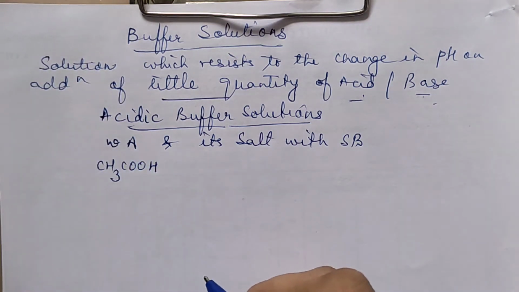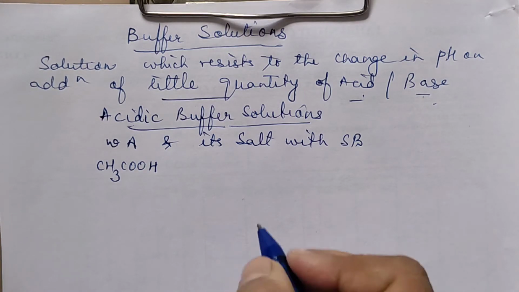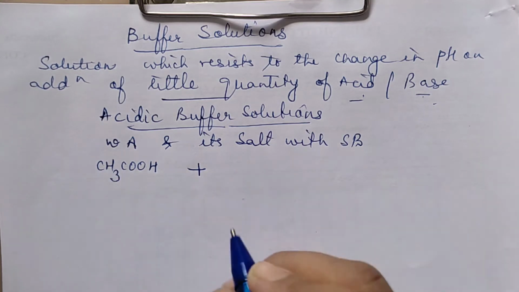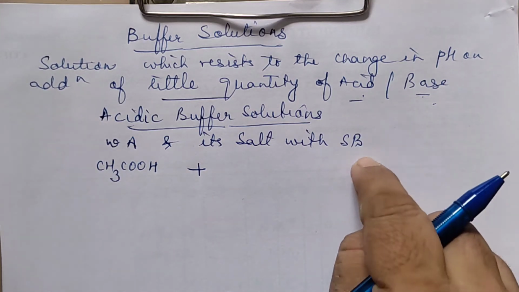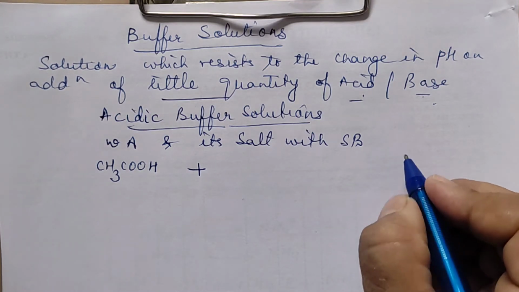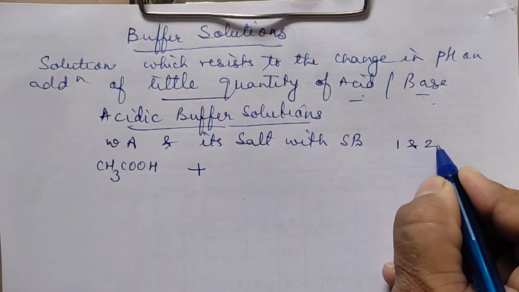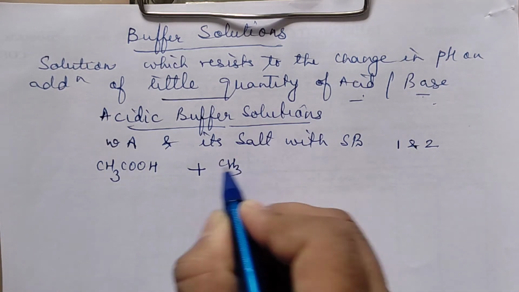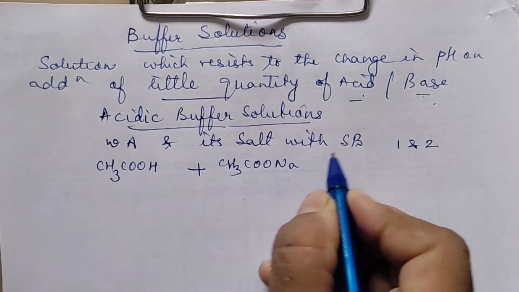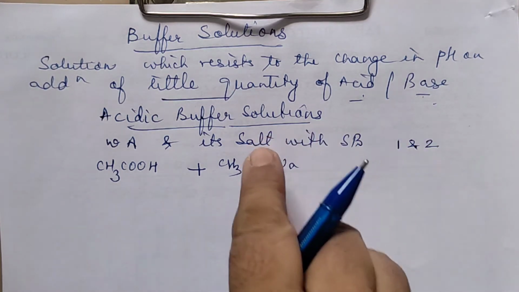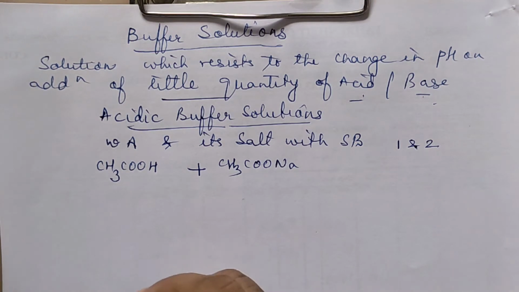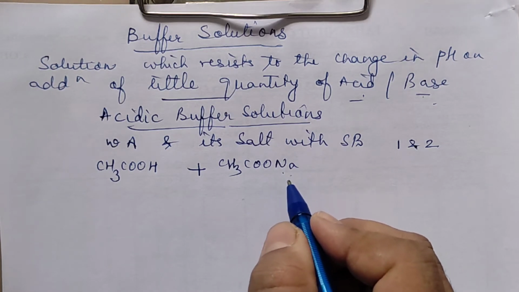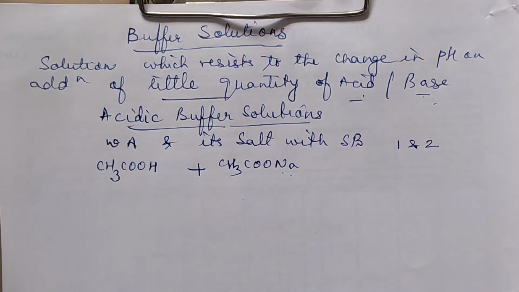Say acetic acid. We know acetic acid is a weak acid, and its combination with a strong base. Which strong base? Strong bases are formed by group 1 and group 2 members, that means alkali and alkaline earth metals. So we can have its combination with, say, sodium hydroxide. Sodium hydroxide's salt with acetic acid is sodium acetate. So you can have this as one example. Instead of sodium, we can have potassium, calcium, magnesium, anything from group 1 or group 2.